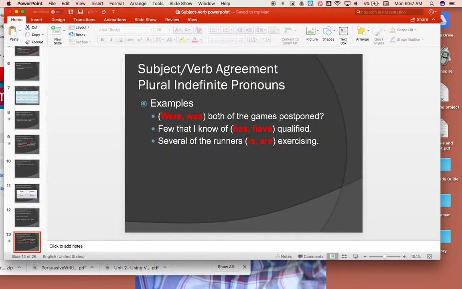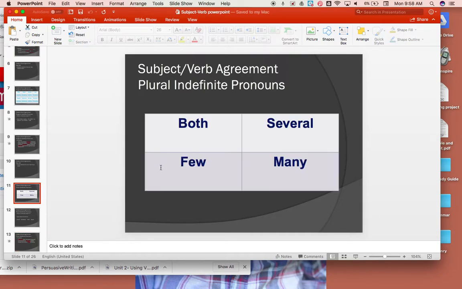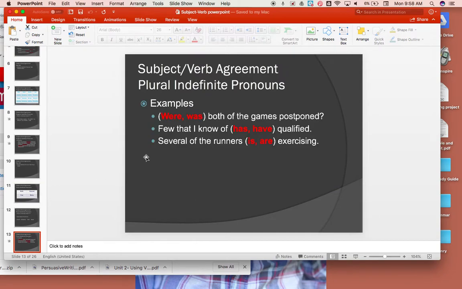That means it's plural. And I'm going to choose the plural verb, which is were. Okay, this next sentence, few that I know of. Okay, that I know of is just a phrase coming in between our subject and our verb. Our actual subject is few. If I look at my chart, there's few, it's plural. So I'm going to choose have.